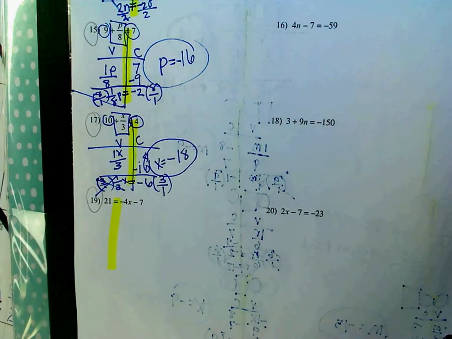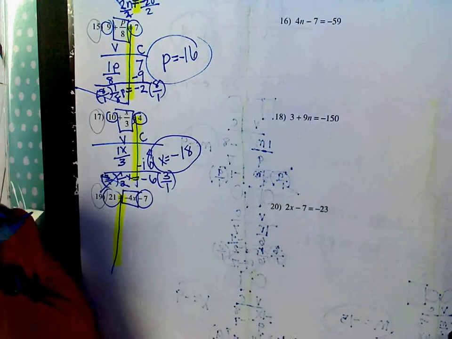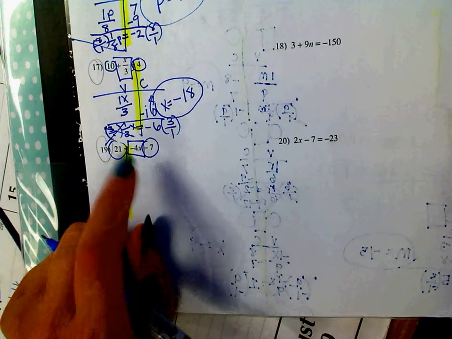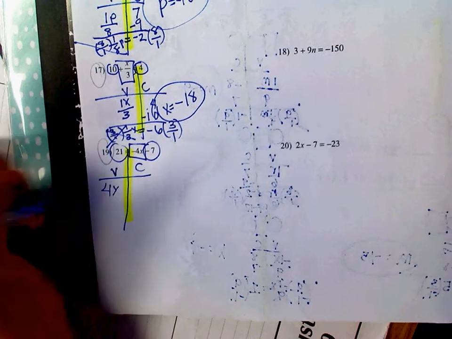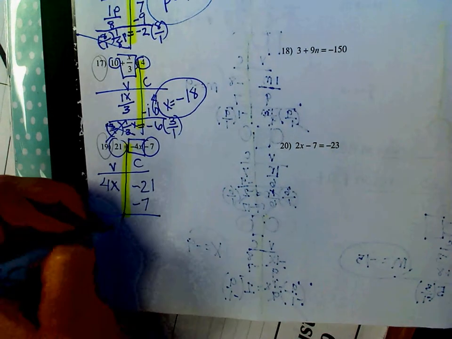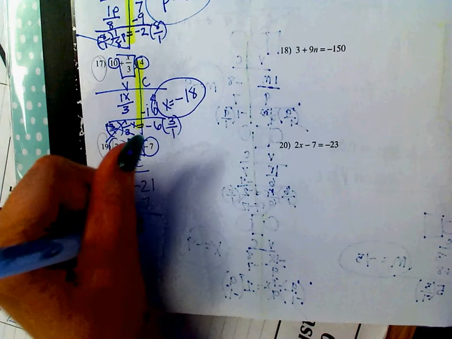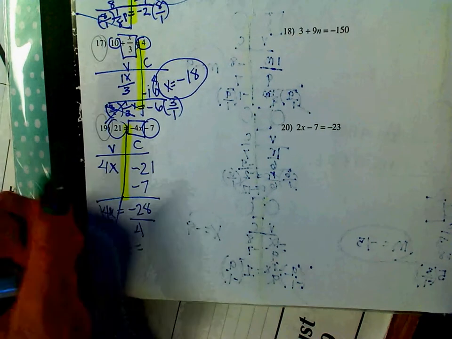Last one, circle, box, circle. So again, this one has a variable on the right-hand side, but we're just going to move it to the left. So negative 4x becomes positive 4x. Positive 21 becomes negative 21. And negative 7 stays negative. So 4x equals negative 28. Divide by 4. X equals negative 28 divided by 4 is negative 7.